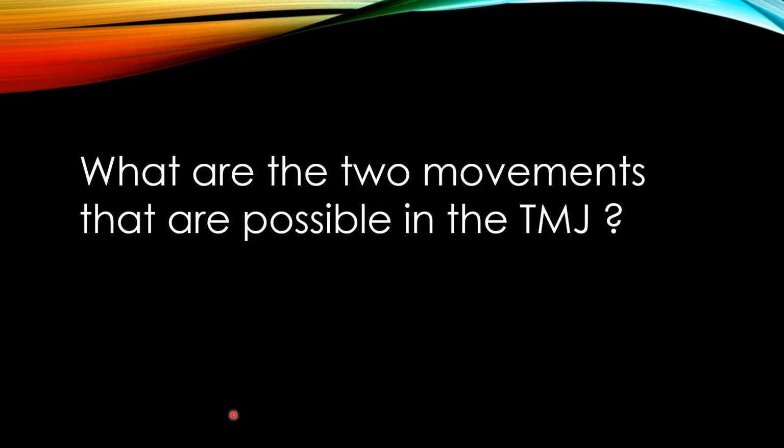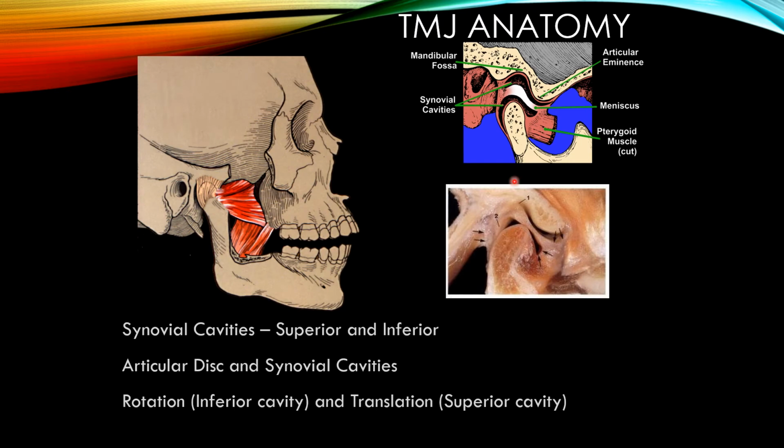So, what are the two movements that are possible in the temporomandibular joints? As you can see, the articular disc divides this articular cavity into two parts. We have a superior cavity and an inferior cavity, divided into two halves by the articular disc. Both of these cavities are lined by synovial membrane and have synovial fluid in them.